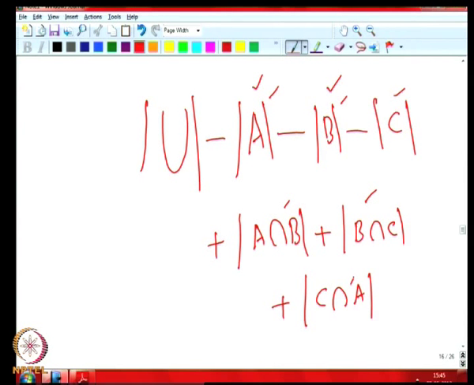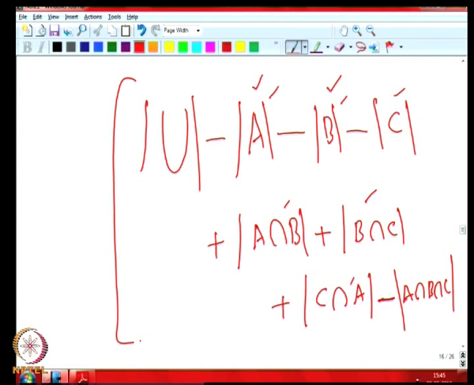That means those members in A intersection B intersection C are not minused at all. You minused it three times and then added it back three times. That means we haven't minused it off. So therefore, we have to minus it once again. We have to minus A intersection B intersection C cardinality once again. This is the formula, right? So I think it's convincing enough.